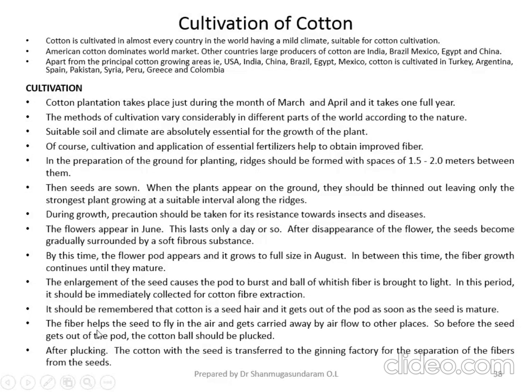Then the fiber helps the seed to fly in the air and get carried away by airflow to other places. So before this type of problem, you have to collect the cotton fiber. It should be plucked. After plucking, the cotton with the seed is transferred to the ginning factory for the separation of fiber from the seeds. So what is the purpose of the ginning factory? It has to separate the cotton fiber from the seeds.